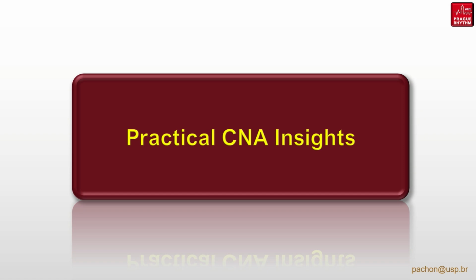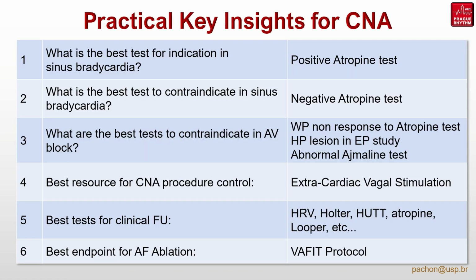Practical insights in cardioneuroablation. What is the best test for indication in sinus bradycardia? The best test is a positive atropine test. The best test to contraindicate in sinus bradycardia is a negative atropine test. I think to get a good response to atropine in order to indicate cardioneuroablation, it is necessary to get at least a heart rate of 80 beats per minute. I think in this situation, the result must be absolute, not relative to the basal frequency.